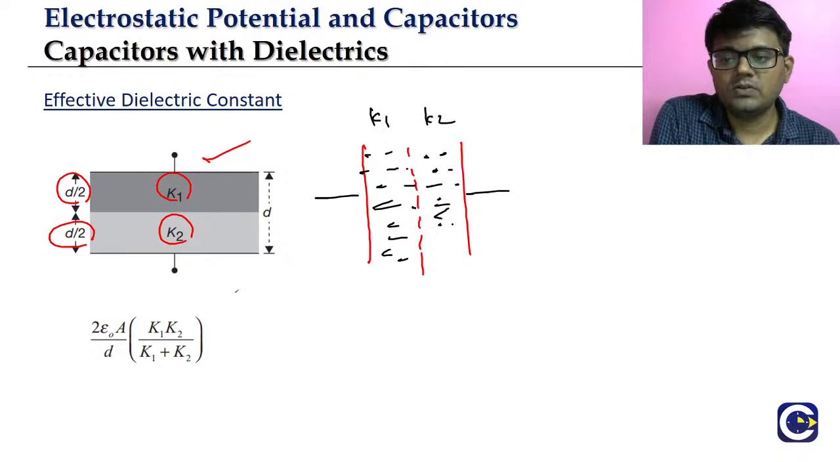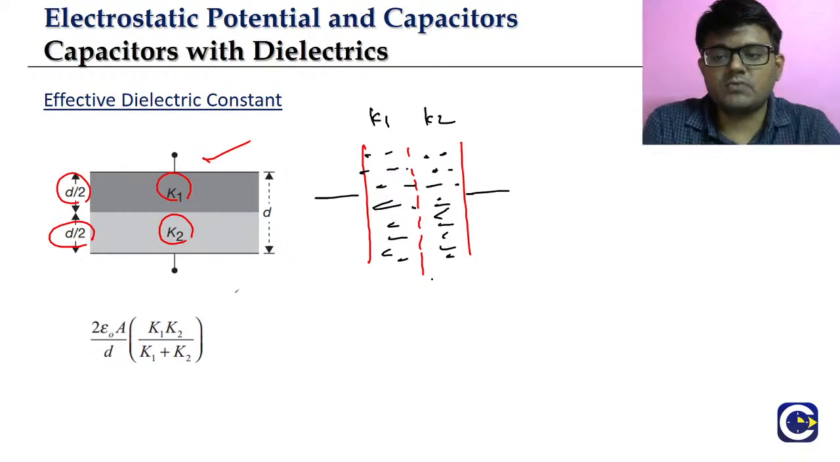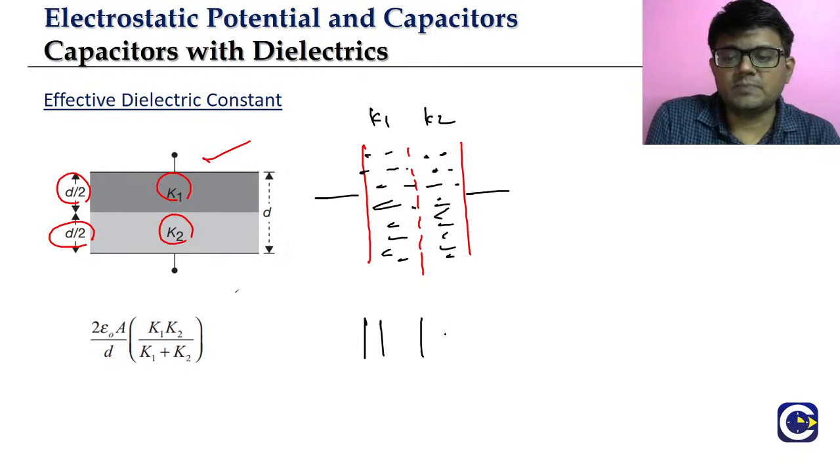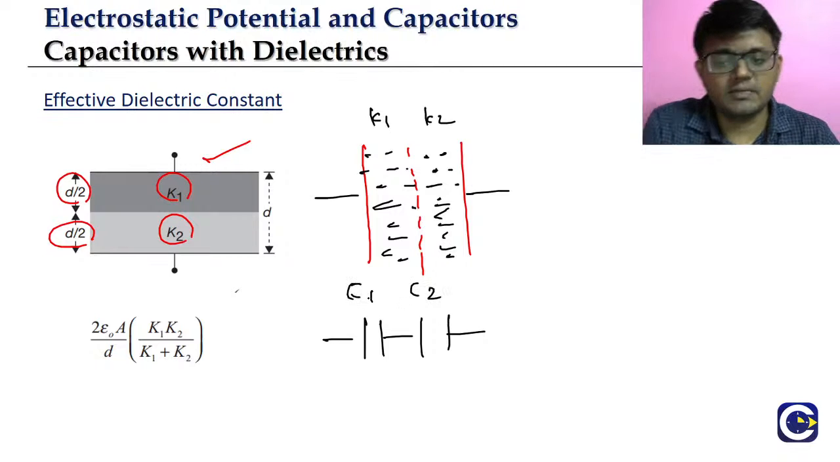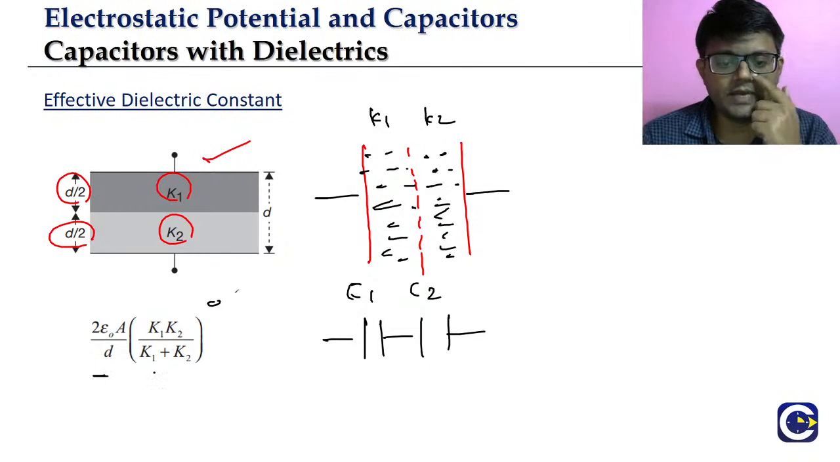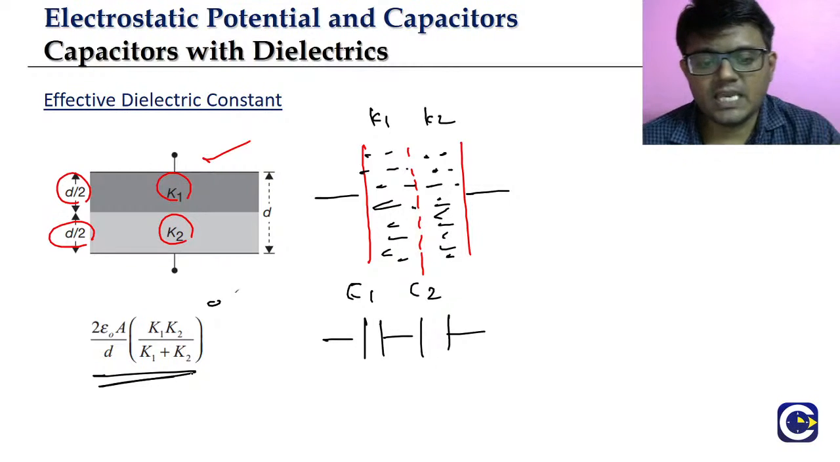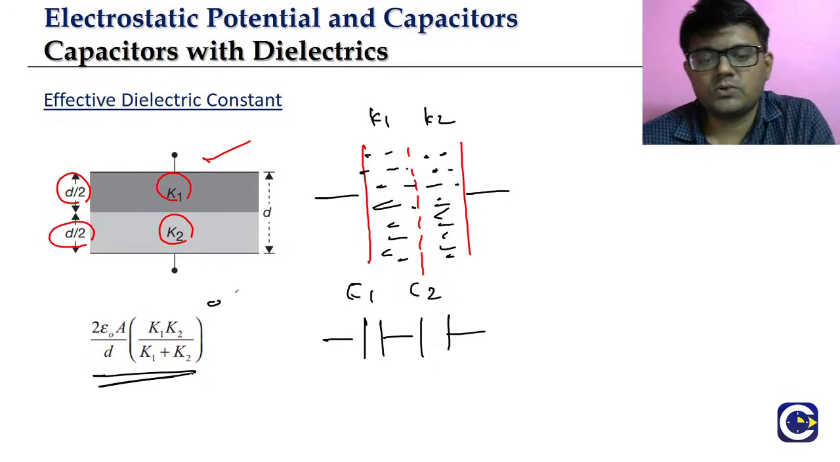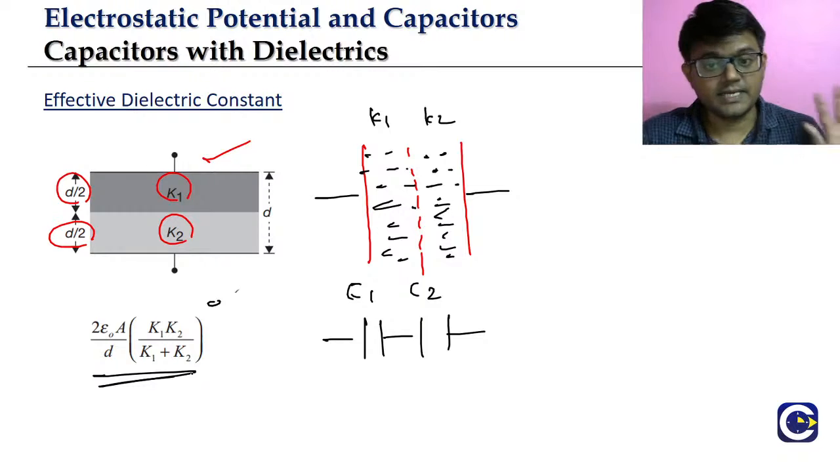And we talked about it. It's like two capacitors in series, C1 and C2 in series. So we already got the expression for the equivalent capacitance, which is 2 times A epsilon naught by D into K1 K2 by K1 plus K2. We already have that result.